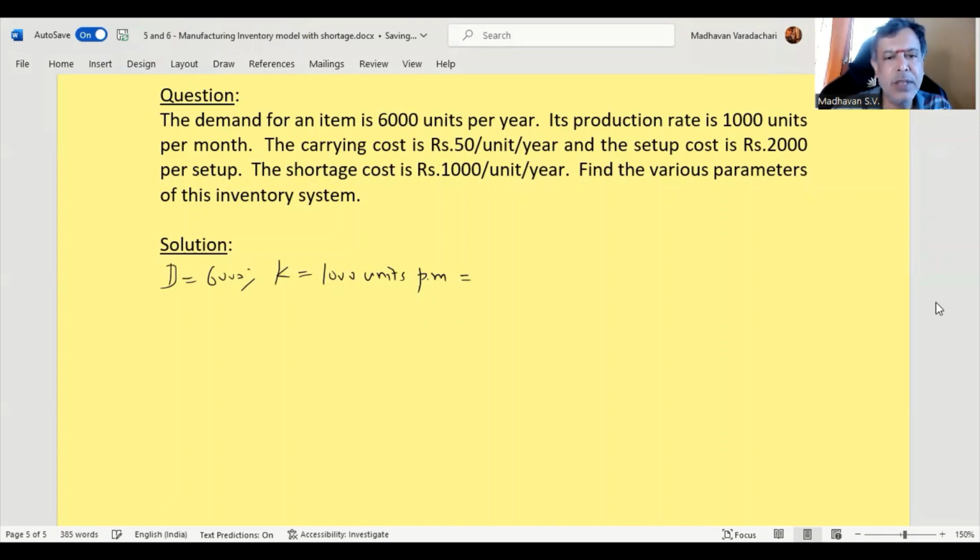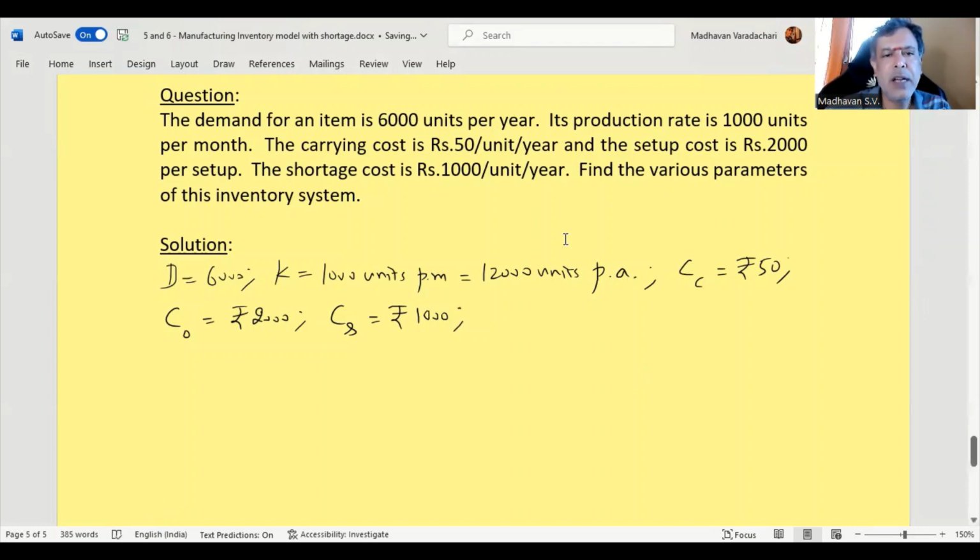We need to convert this into year. So I will multiply it by 12, to make it 12,000 units per annum. Then the carrying cost CC is given as rupees 50. And then setup cost CO is given as rupees 2,000 per setup. And then shortage cost CS is given as rupees 1,000 per unit per year.